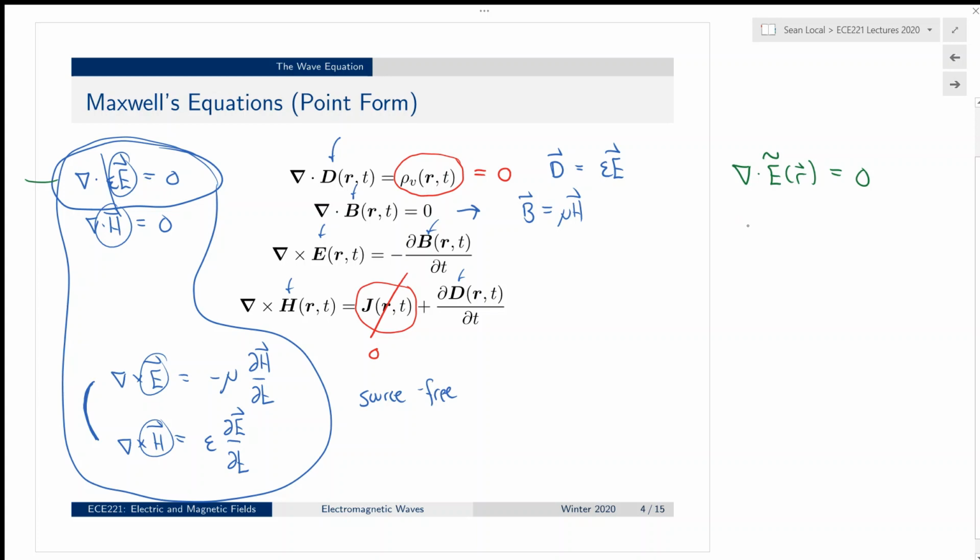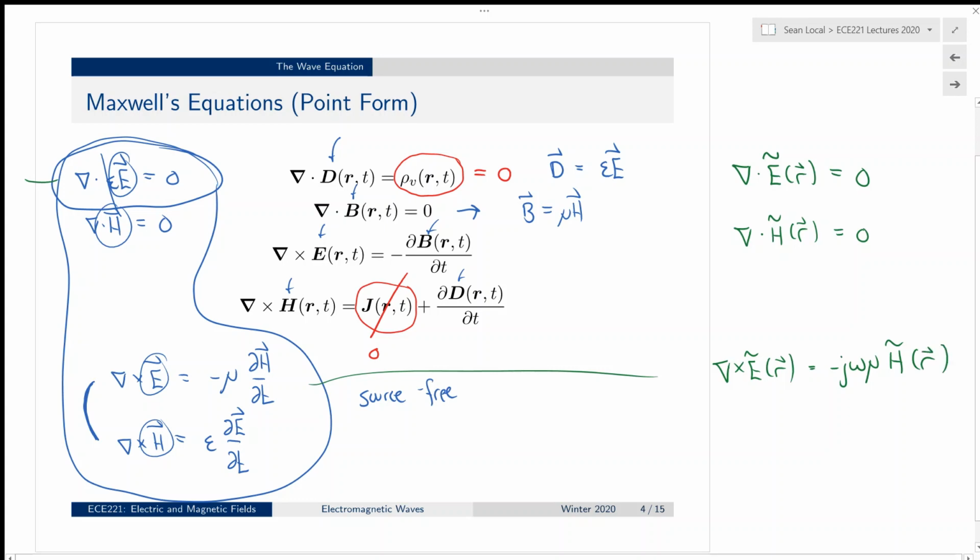Same thing goes for the second relation, del dot H equals 0. That's going to become del dot H tilde equals 0. Again, remember the tilde refers to the phasor part of the fields that we've been talking about. The curl E equation can also be changed down here. So we have curl of E tilde, which only depends on space now, is equal to minus mu, but then we have a time derivative of H, and we see that turns into a j omega. So we actually have minus j omega mu times H tilde. So this is nice because our time derivative just basically turns into multiplication by a scalar.